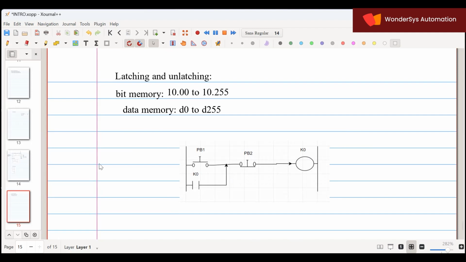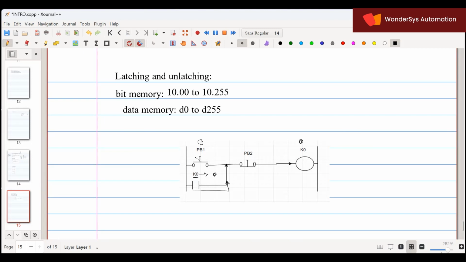Now let's say this switch is in the 0 state. Here also the output will be 0. Since I'm using the same address here, this address has a value of 0. This contact is also giving a 0 signal. Here also it is giving a 0 signal. Let me turn this one on.